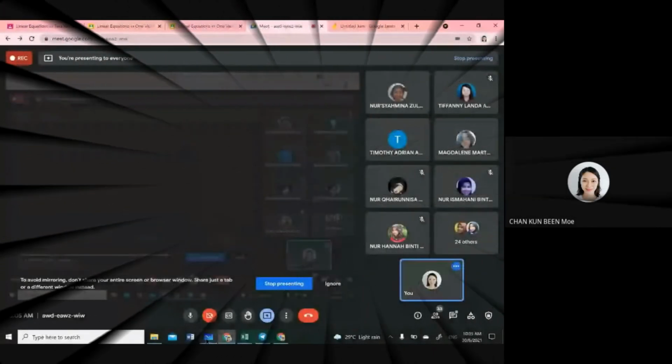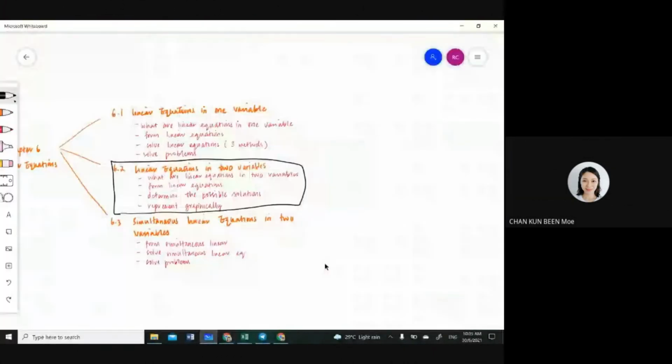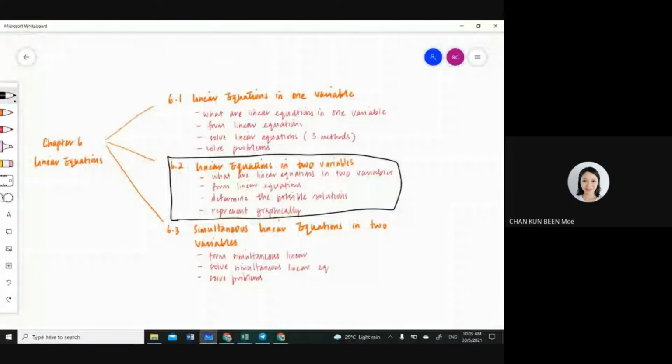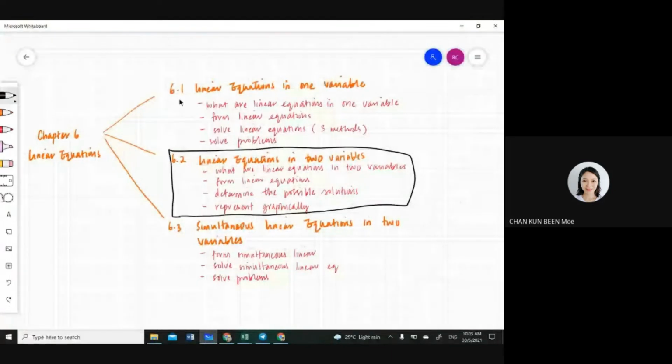So everybody look at this chapter 6. In the earlier lesson, I've told you that we have three subtopics. The first one, you learn about linear equation in one variable. After that, you learn linear equation in two variables. And then the third one is going to be the simultaneous linear equations in two variables. Okay, so in the 6.2 subtopic, we have learned these three in the last lesson.